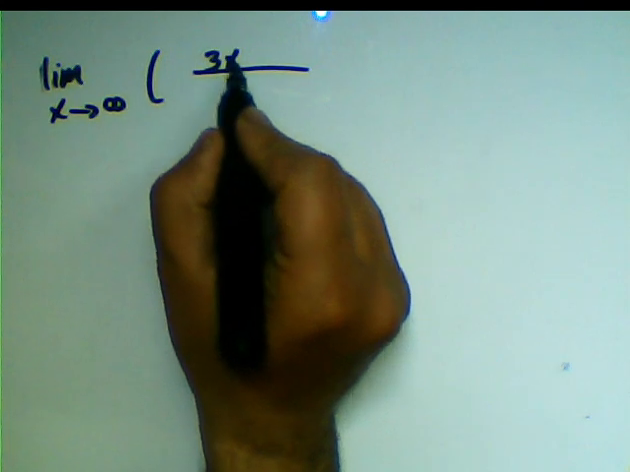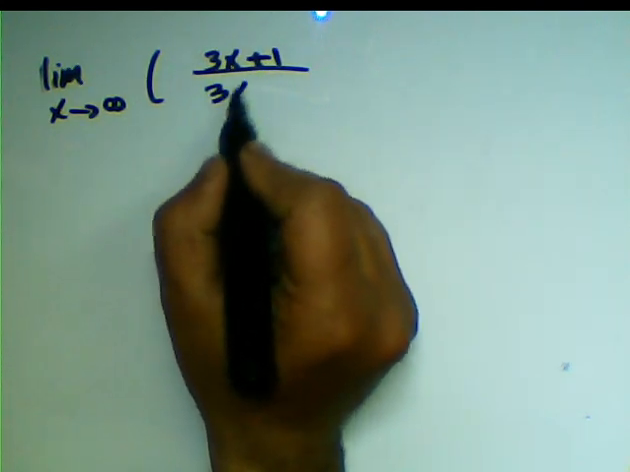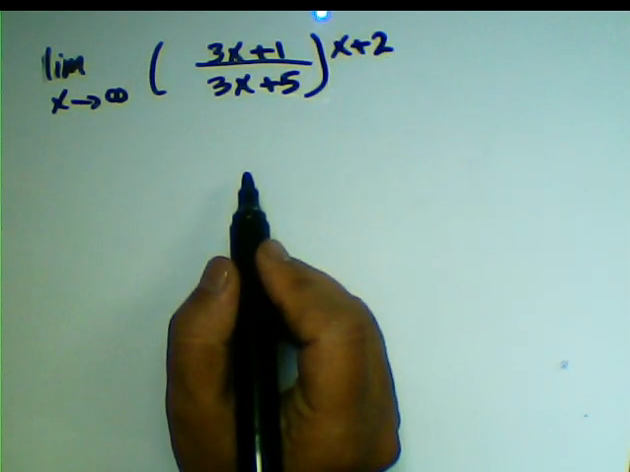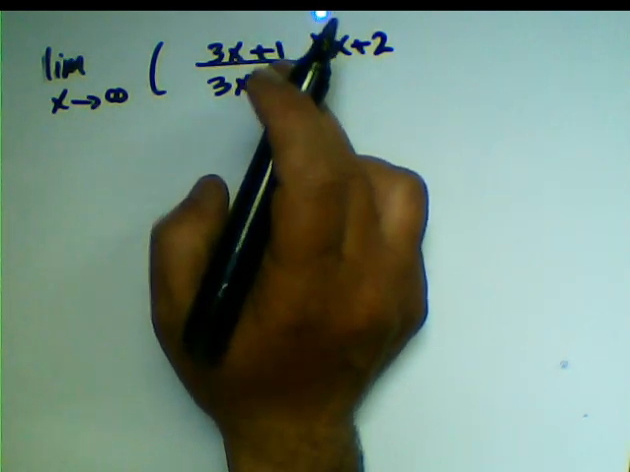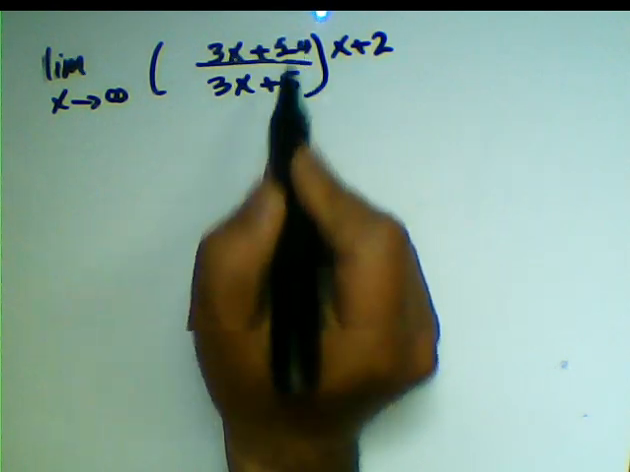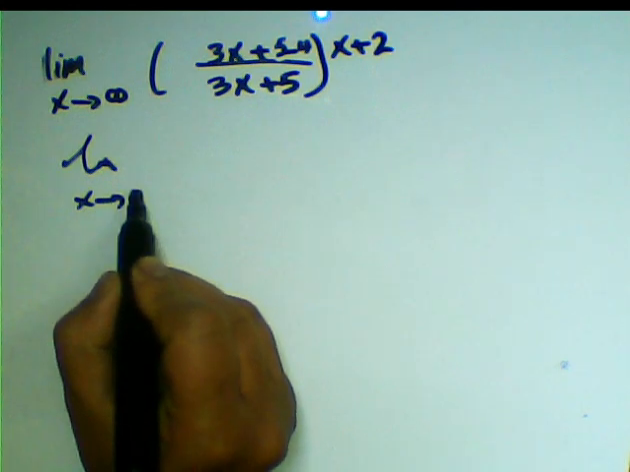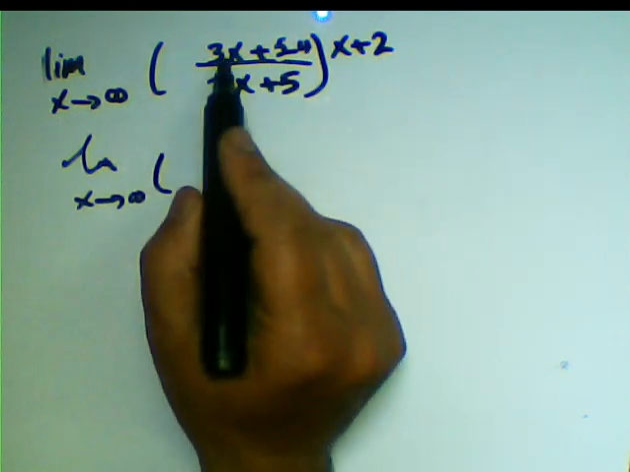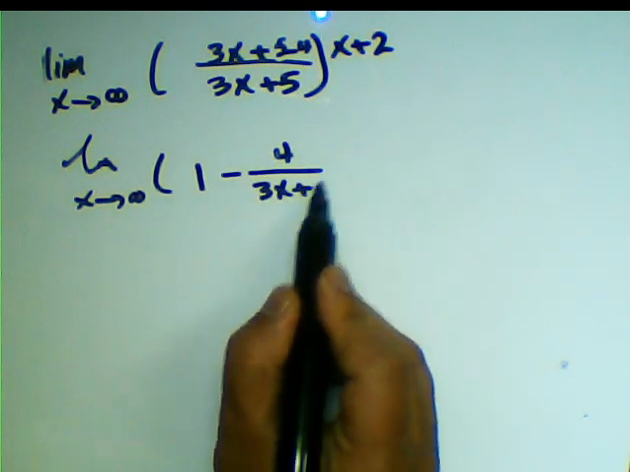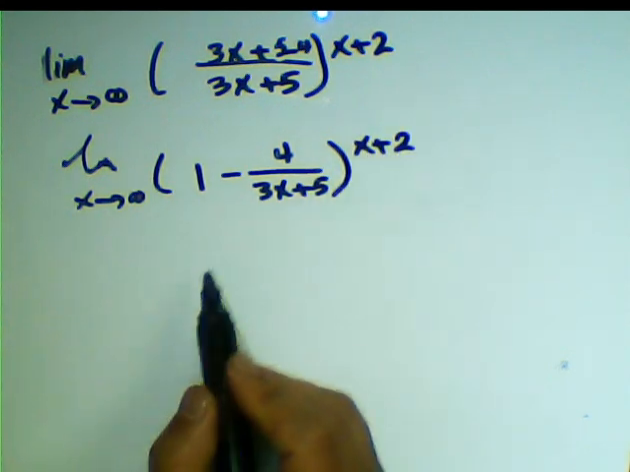Next question: the limit as x approaches infinity of the function (3x plus 1) over (3x plus 5), whole to the power x plus 2. Look here, 1 we can write as 5 minus 4. So the limit as x approaches infinity of (3x plus 5) over (3x plus 5), which equals 1, minus 4 over 3x plus 5, all to the power x plus 2.